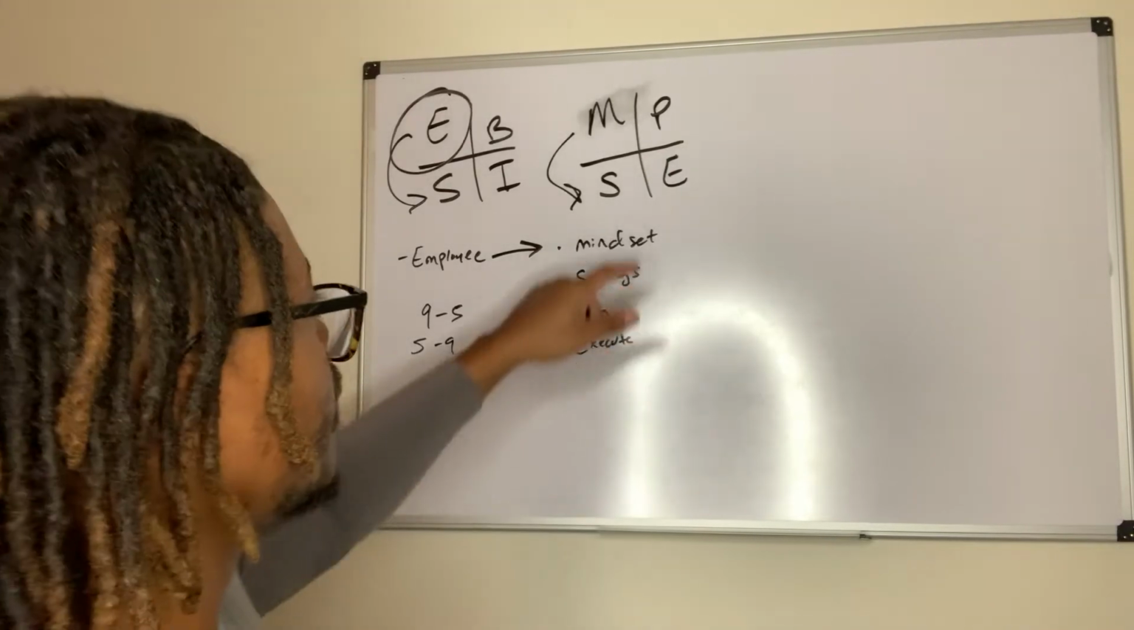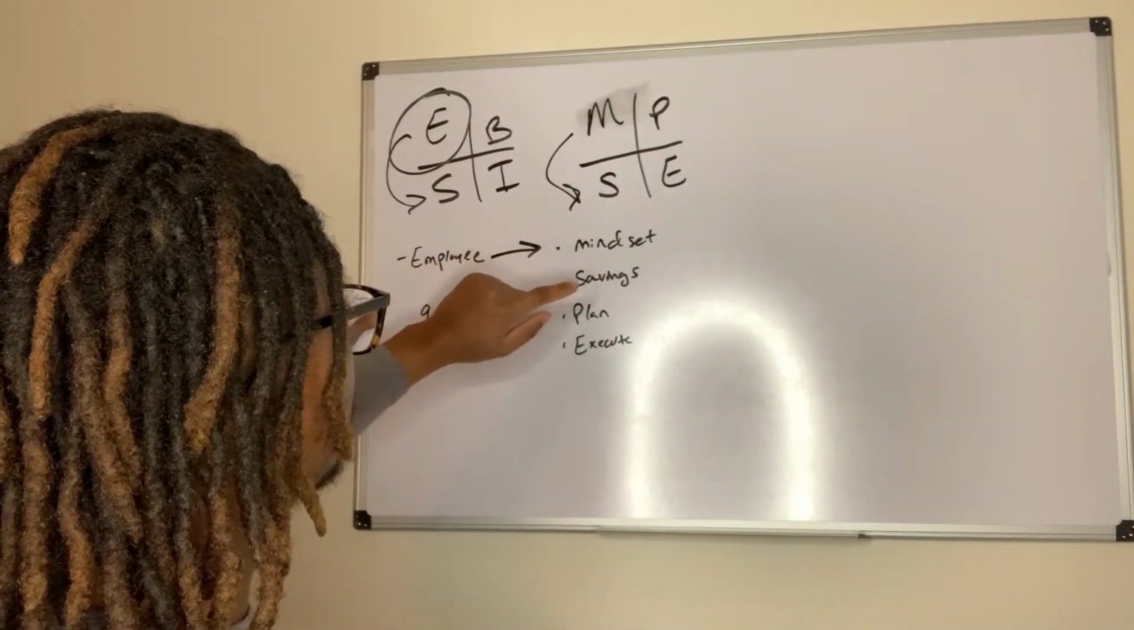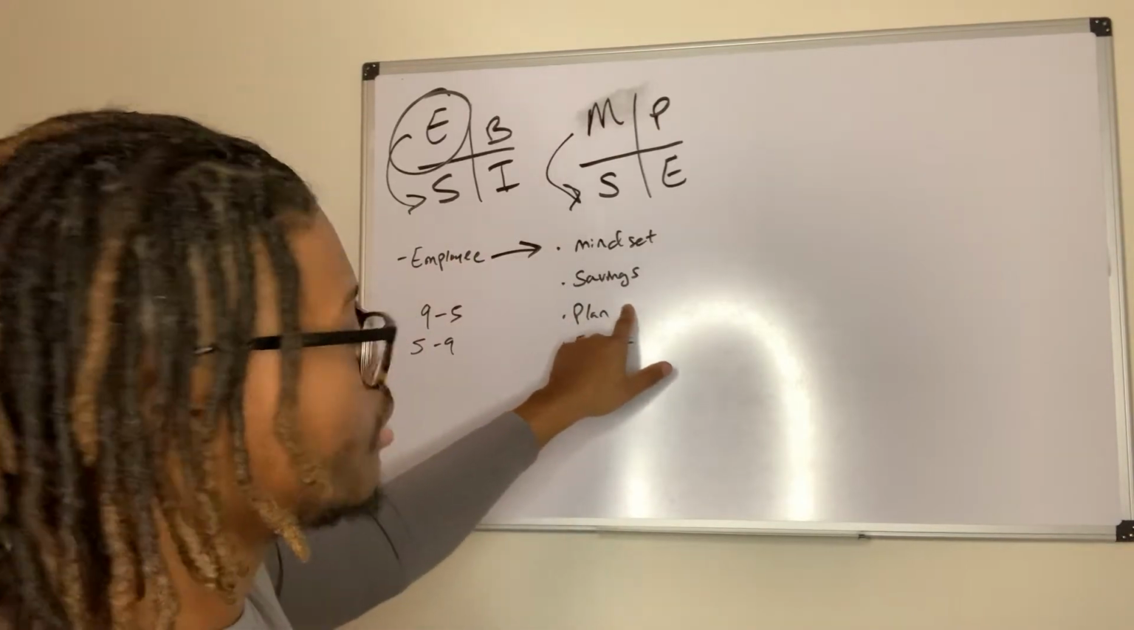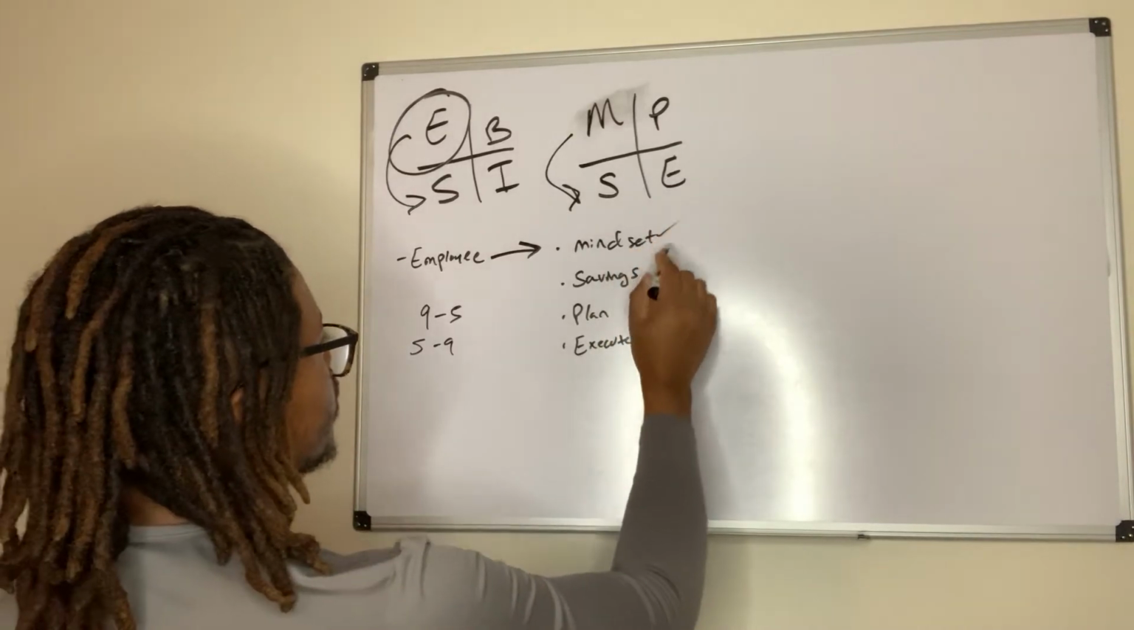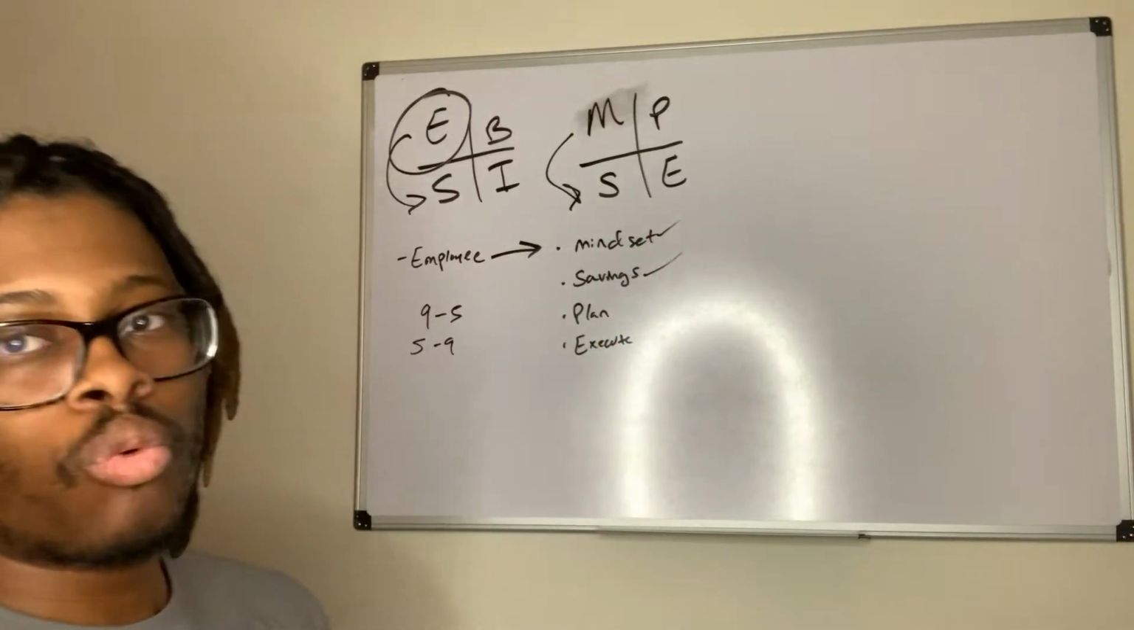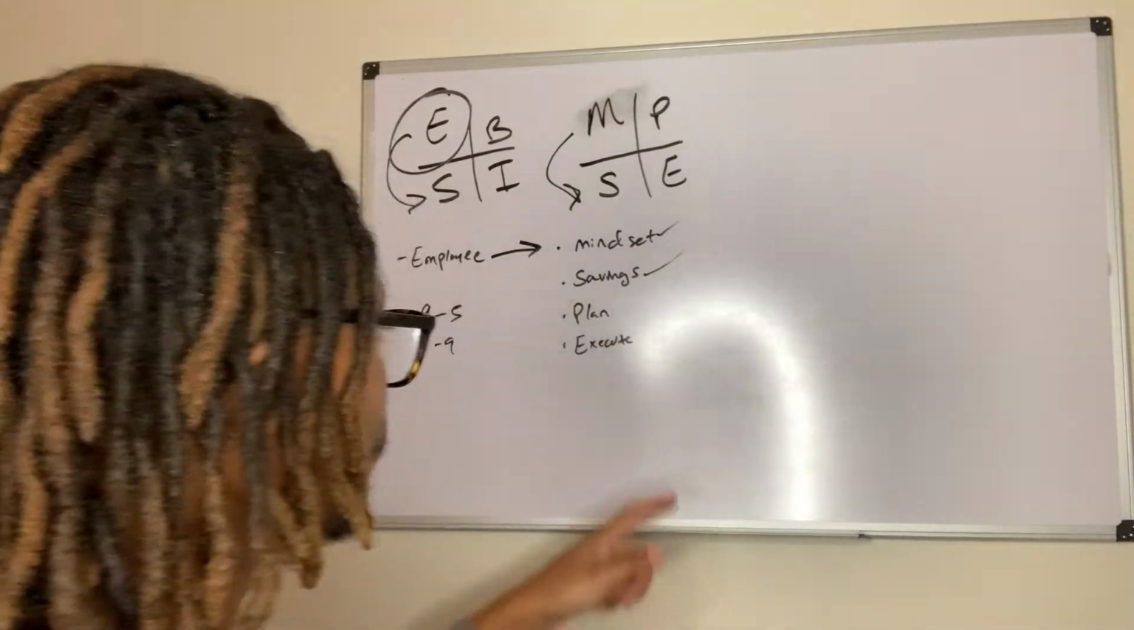So he jumped to the plan. His plan was to buy a truck, right? So after you do mindset, you have savings, and now you have to work on a plan, right?